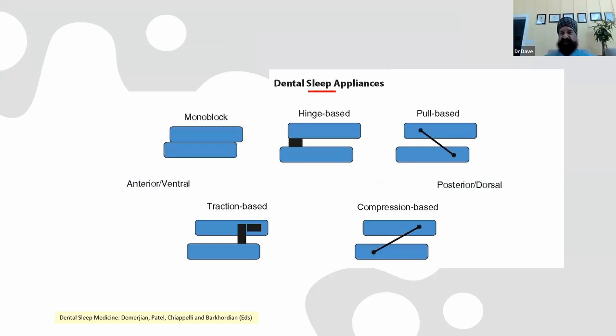And so there's lots of different devices, but as an overall classification, you have the monoblock devices, which are a single piece device. It fits in the top jaw as well as the bottom jaw. Hinge-based devices where you can open and close the device at the front. Pull-based devices that pull the mandible forwards. Traction-based devices where you have a screw system so you can titrate the amount of advancement of the mandible itself. And then compression-based where you're pushing the mandible forward. So that's a generic type of classification of some of these devices.